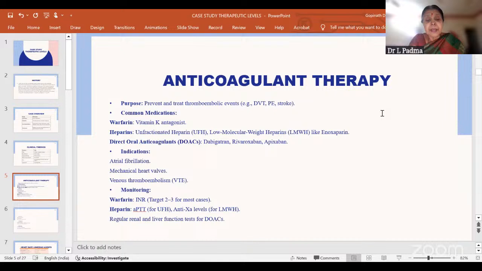And with heparin, especially unfractionated, we want APTT. And with LMWH, we want anti-Xa levels. And regular renal and liver function tests for direct oral anticoagulants. This is the summary, or the brief overview, to recollect when you are looking at the patient.